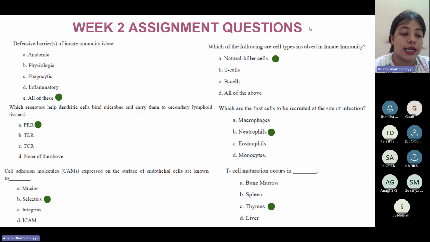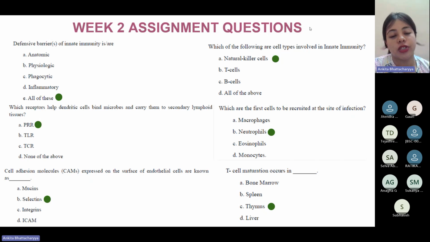Then come the cell adhesion molecules, or CAMs, that are expressed on the surface of endothelial cells, and what are they known as. So if you remember, we had talked in quite extensive detail that in case there is some injury within some tissue, neutrophils will rush to that site of injury and they will regulate a response to it. There were several sub-steps: rolling, adhesion, and the different interactions that occur between selectins, ICAMs, etc. All of that is there in the slides. You can brush up on those topics once again.